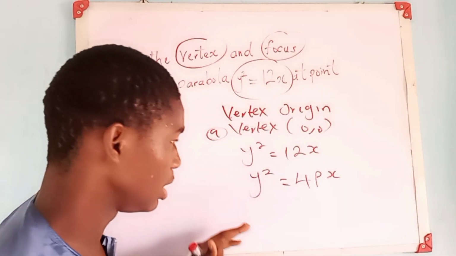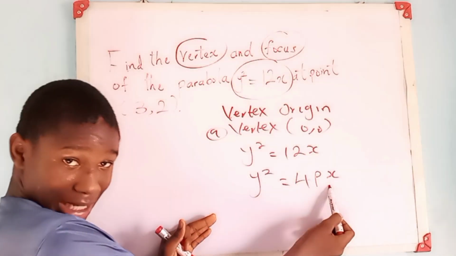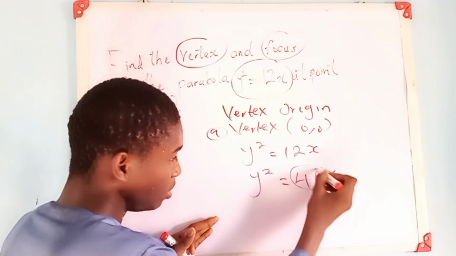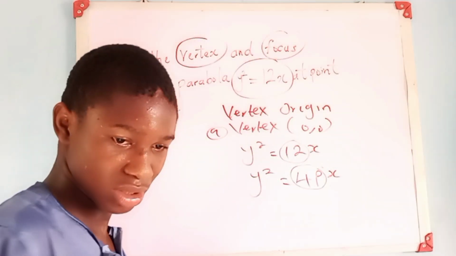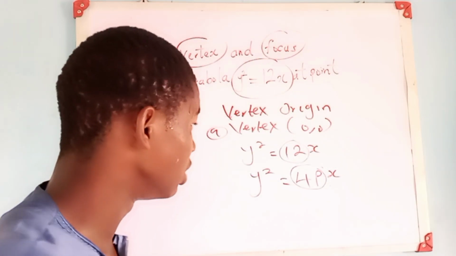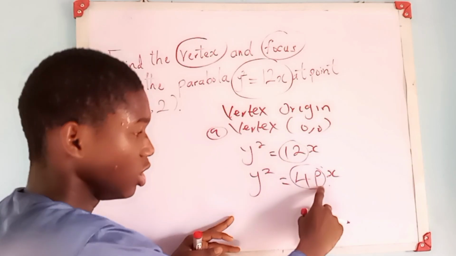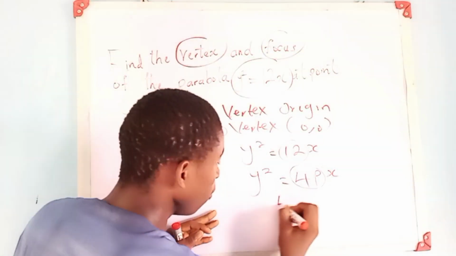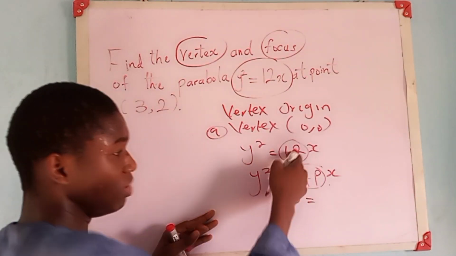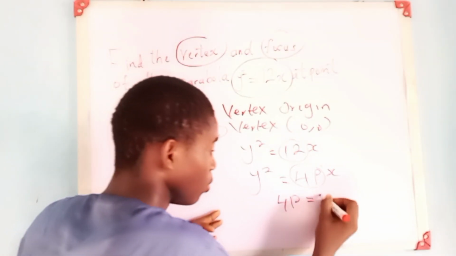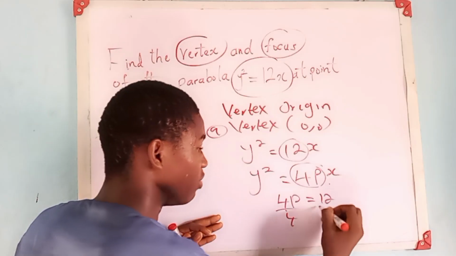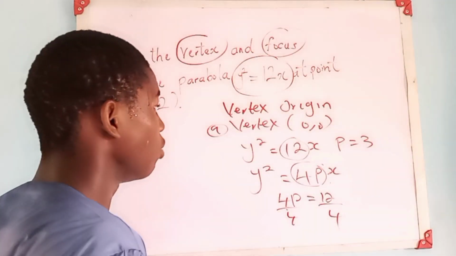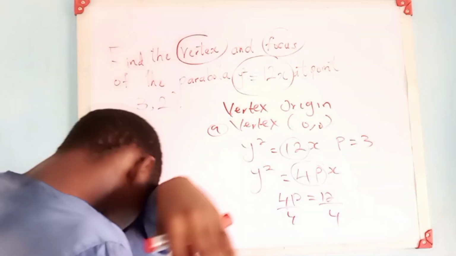If you look at something here, this x is this x that is here. This y squared is this y squared that is here. This 4p is this 12 that is here. Now you understand the logic. So the focus you are looking for is this p that is here. From this point, you say 4p equals the value of the 4p in your equation, that's 12. So you divide by 4, and your p is now going to be equal to 3.